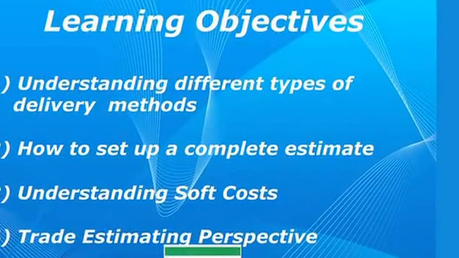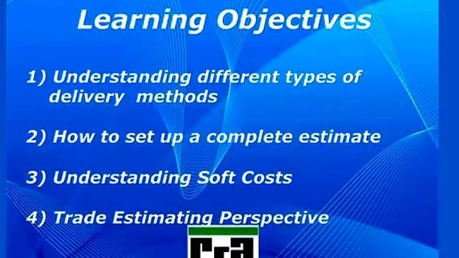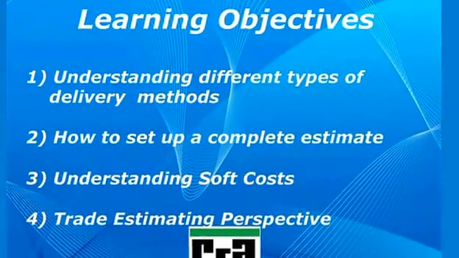To try to go through today and get these learning objectives: understanding the different types and delivery models that are associated and why we have to estimate, how to set up a complete estimate, understanding the soft costs, the non-bricks and mortar piece that have to go into those estimates, and then getting a trade perspective, the subcontractor side of what goes into it and how us as GCs and CMs take that information and put it into the overall estimate so we can provide a number.